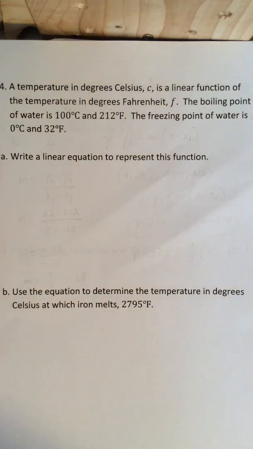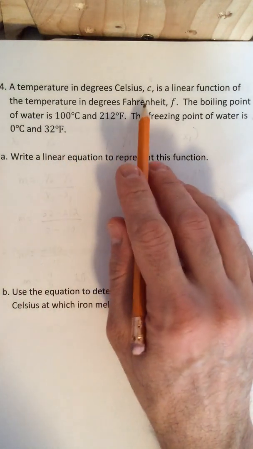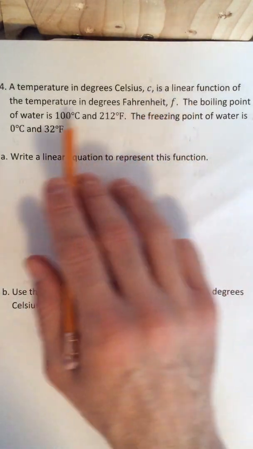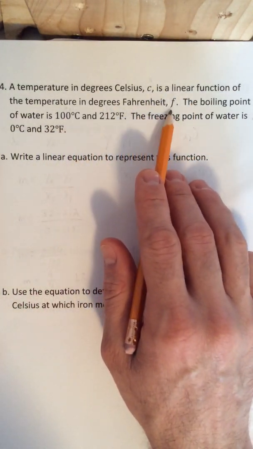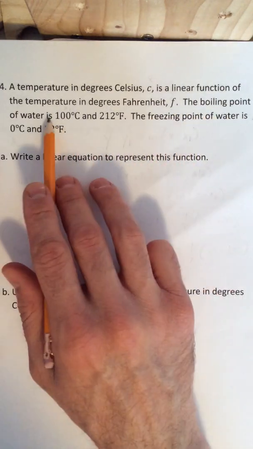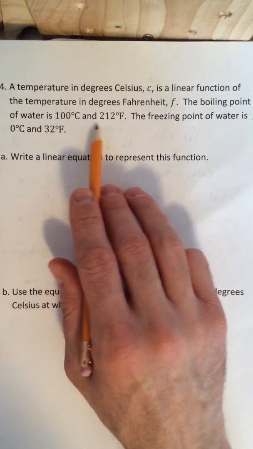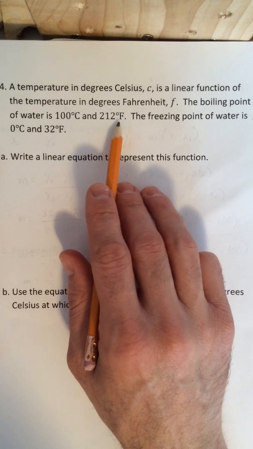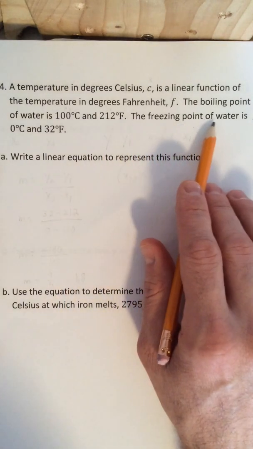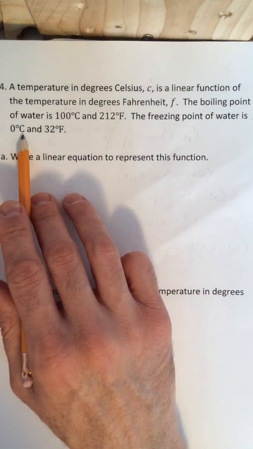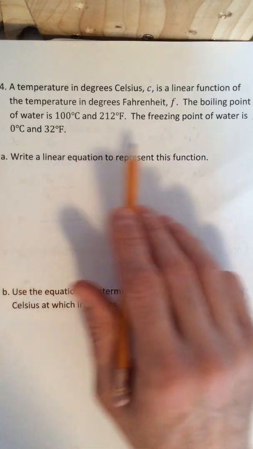Now I'll look at a word problem that involves a linear relationship that we can put in slope point form. So if we look at this, a temperature in degrees Celsius C is a linear function of the temperature in degrees Fahrenheit F. The boiling point of water is 100 degrees Celsius and 212 degrees Fahrenheit. The freezing point of water is 0 degrees Celsius and 32 degrees Fahrenheit.